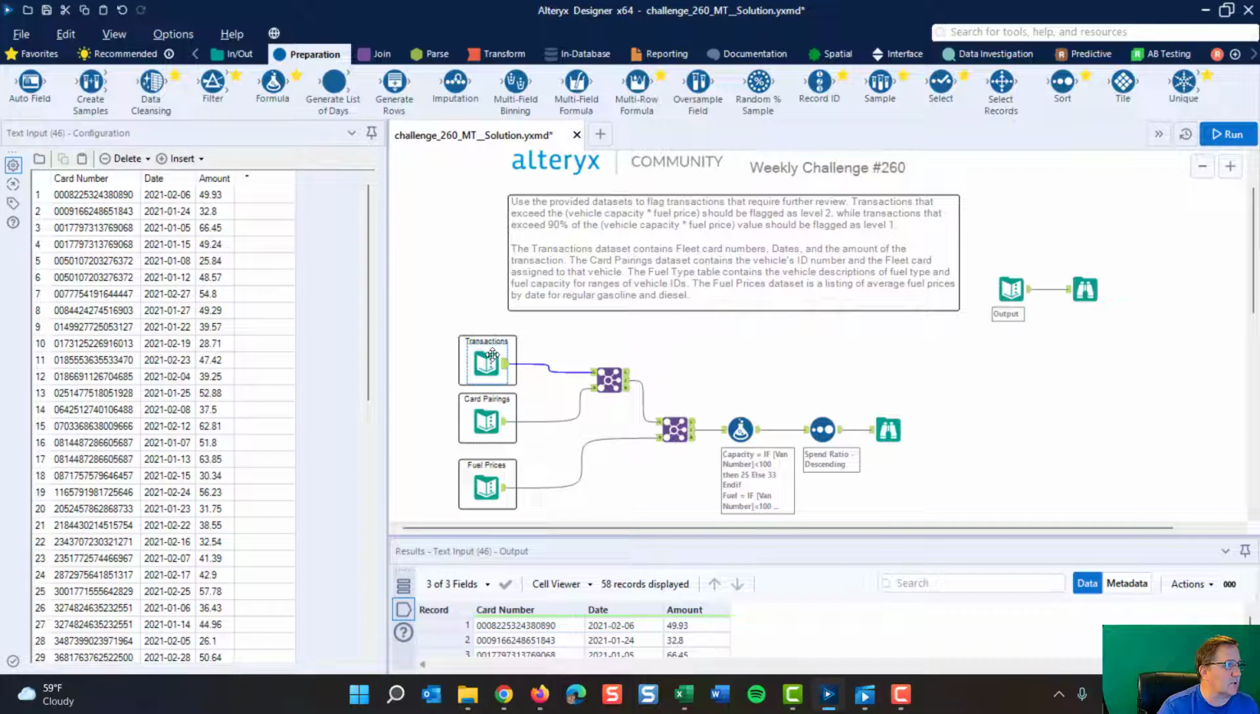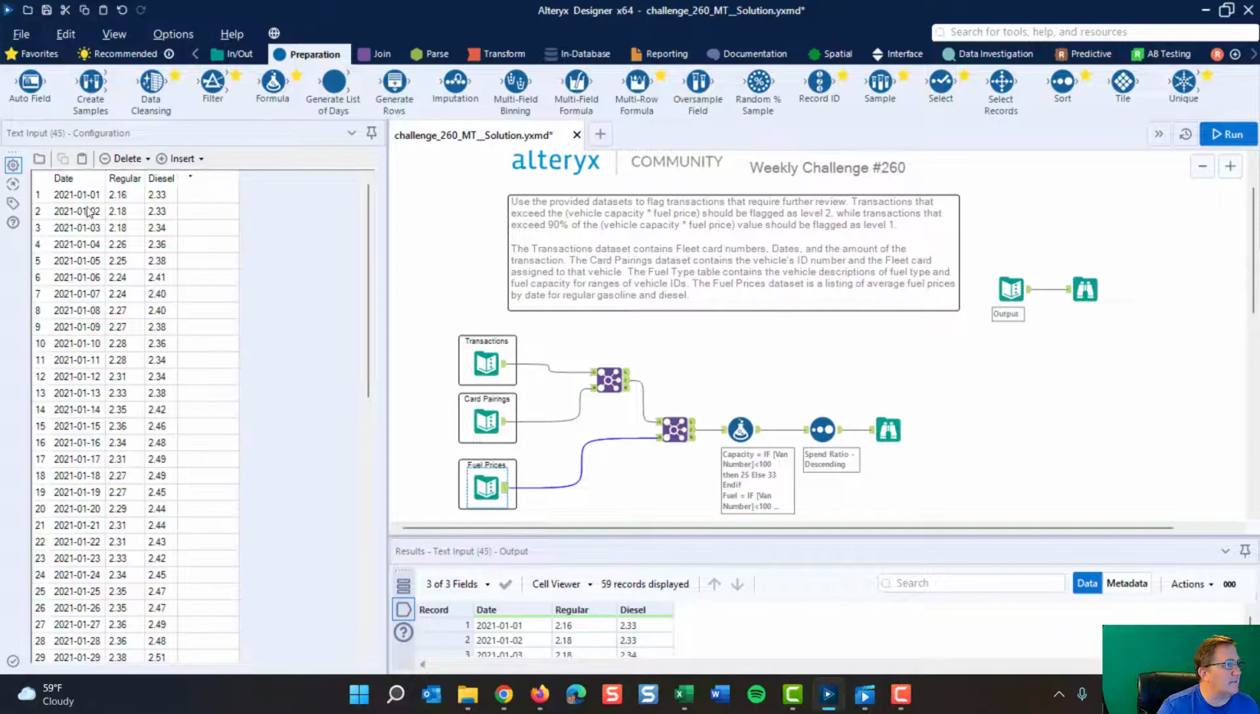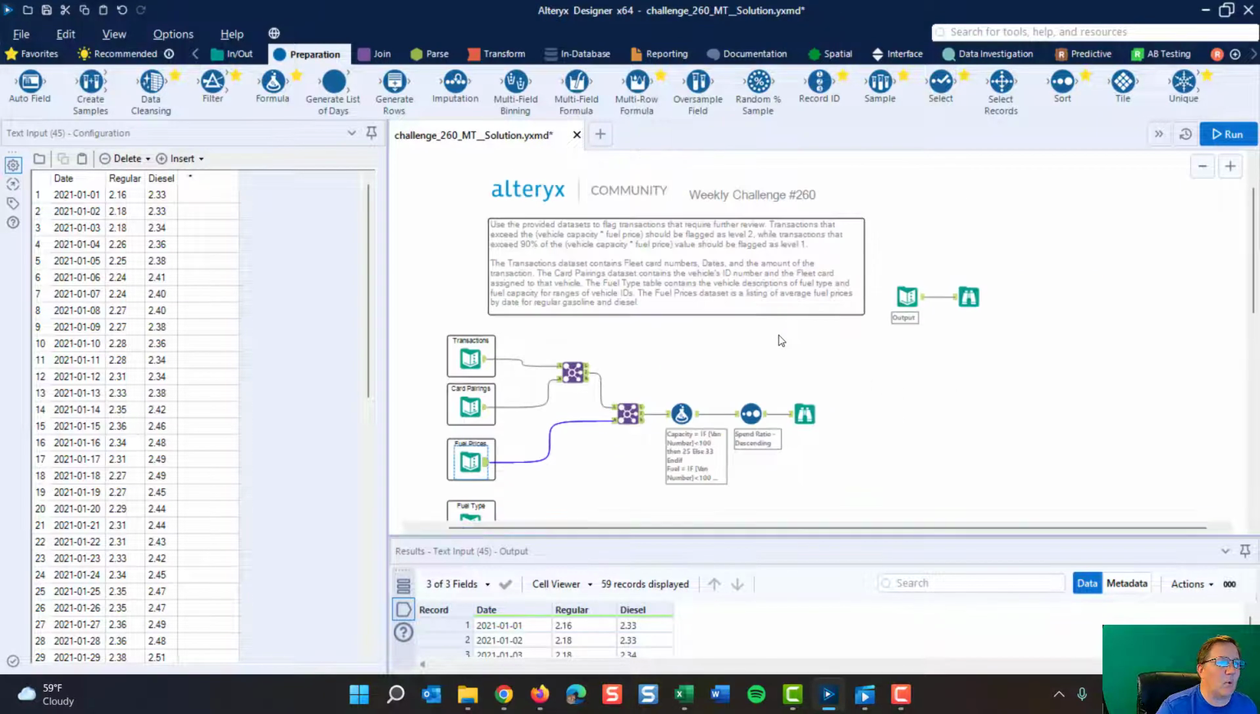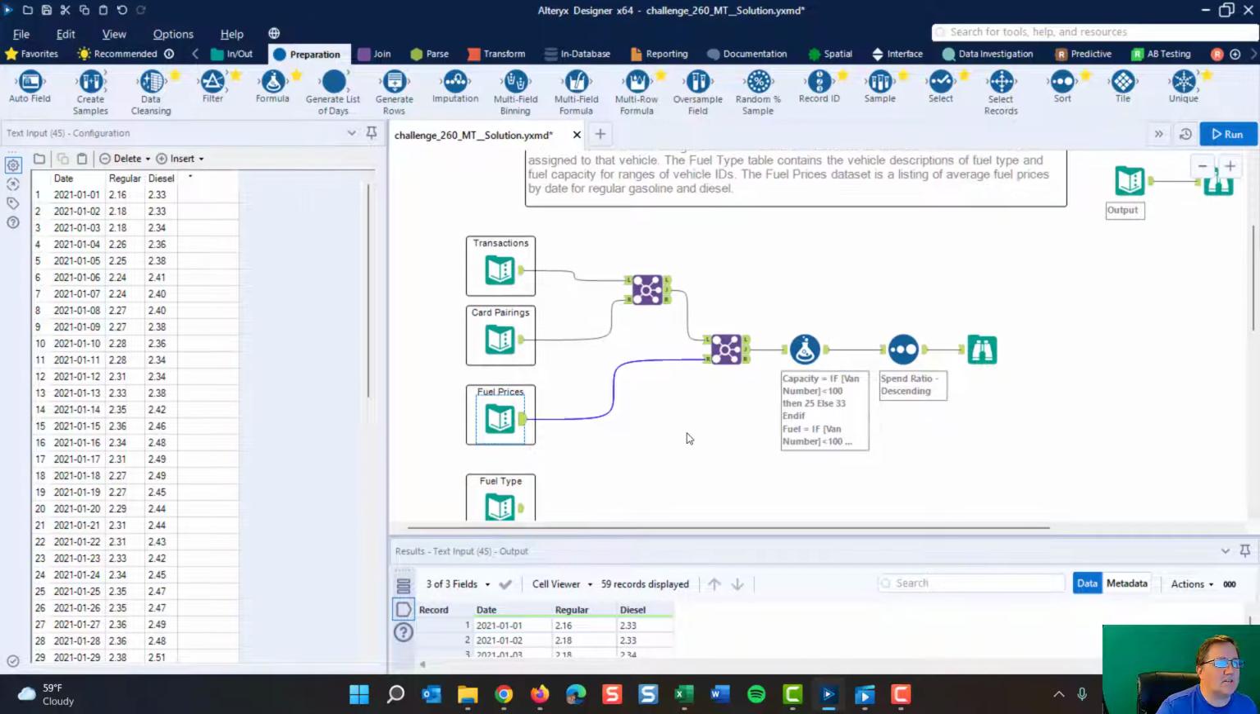We are given some transactions, a card, the date and the amount, and then some card pairings that say, hey, this card was used with this van number, and then the fuel prices on different dates. The first thing we want to do with this is organize our data so that it's all together in one piece.